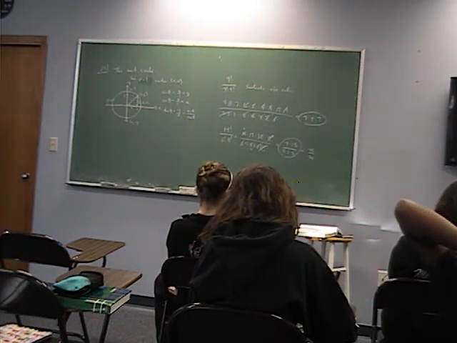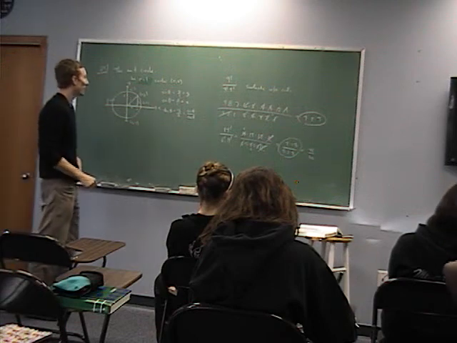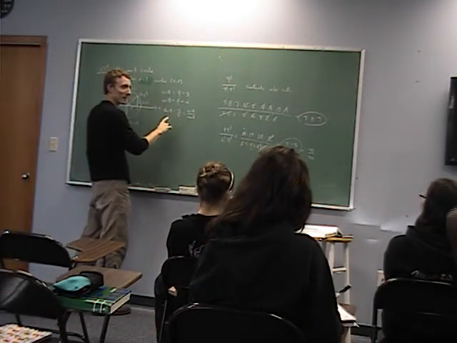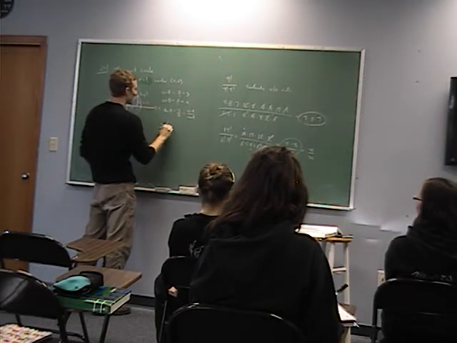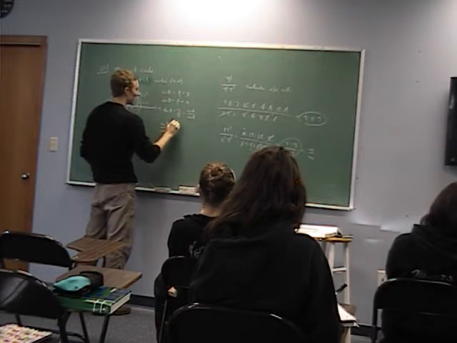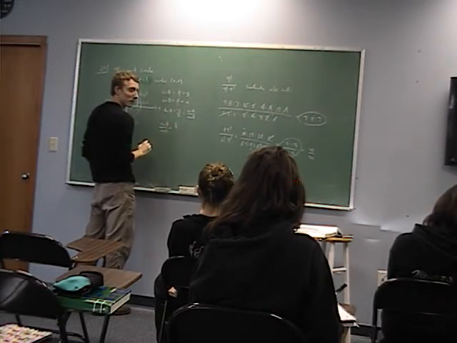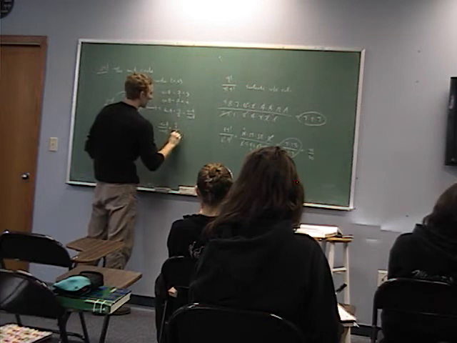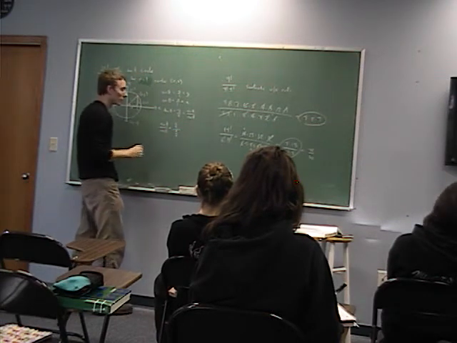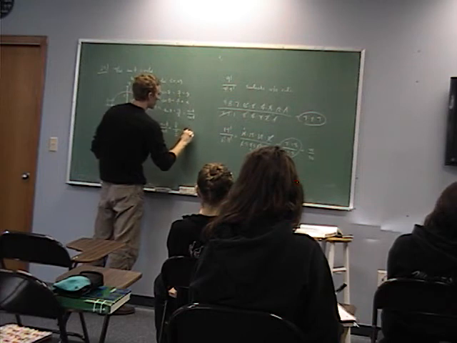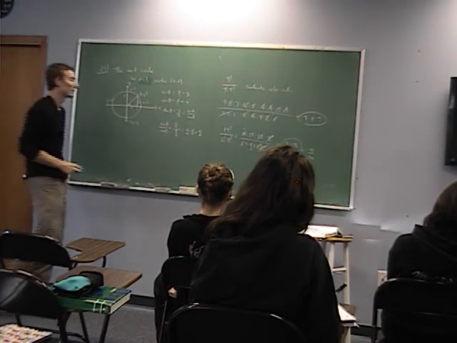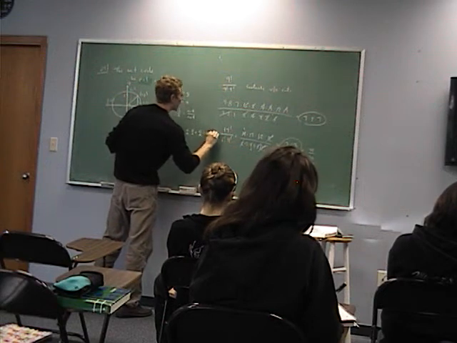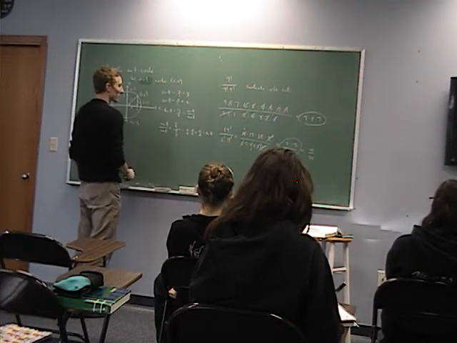Whoa. If you don't believe me, tangent is sine over cosine. Think what sine over cosine is for a second. Sine is opposite over hypotenuse. Cosine is adjacent over hypotenuse. When you divide fractions, you flip and multiply. Hypotenuses cancel, and you get tangent. Every time. So that's a true statement always.